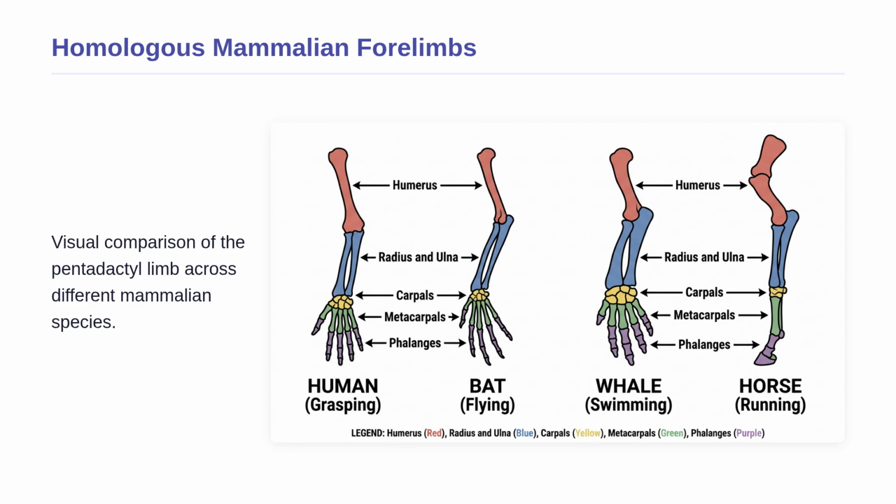At the top of each limb, you can see the humerus bone. Below that are the radius and ulna, leading down to the carpals, metacarpals, and phalanges. While the bat has incredibly elongated phalanges to support a wing membrane, the horse has fused and thickened its lower bones to withstand the impact of running. This diagram beautifully captures how a single structural blueprint was modified to conquer every corner of the earth.